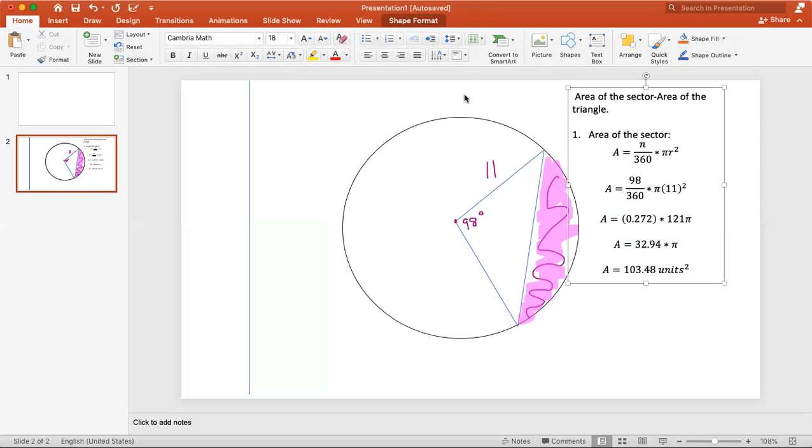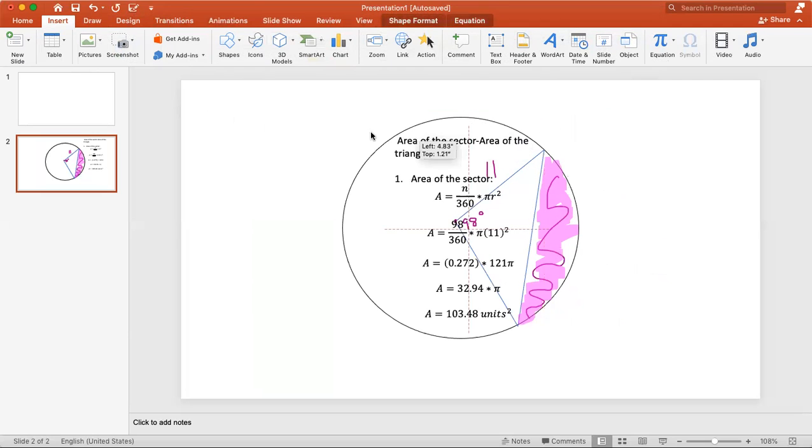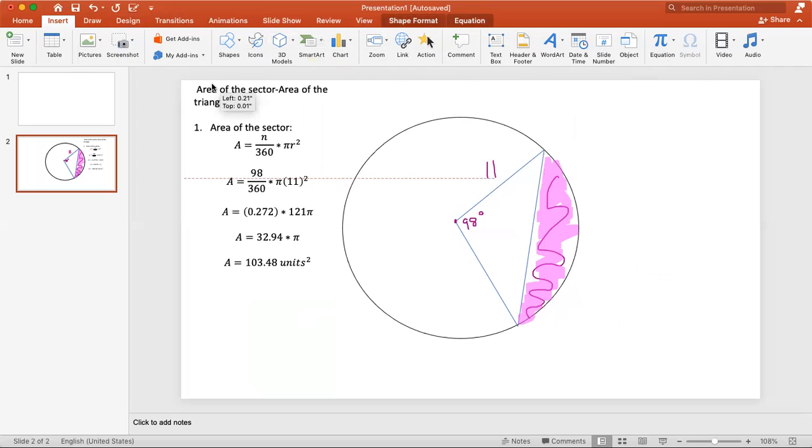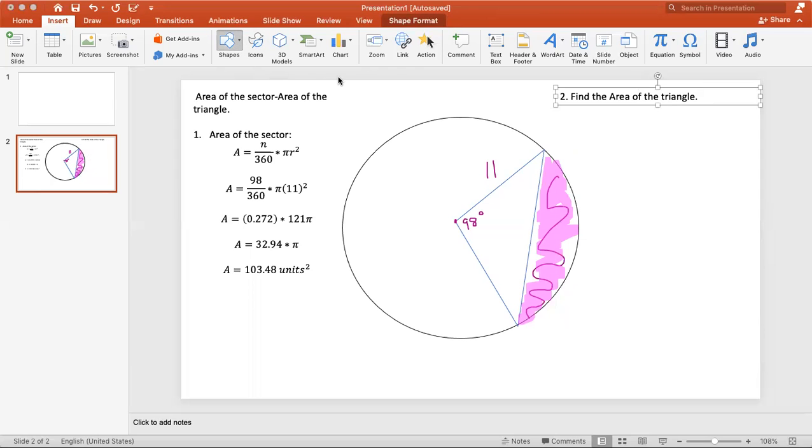Now we must find the area of the triangle. The steps upon which we find the area of the triangle are the same for each problem. I'm going to move this over here and do the area of the triangle back on this side. So step 2 is to find the area of the triangle. And when we do this, I'm going to redraw this triangle right here.